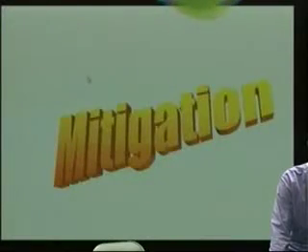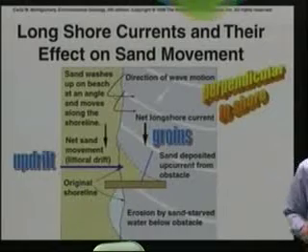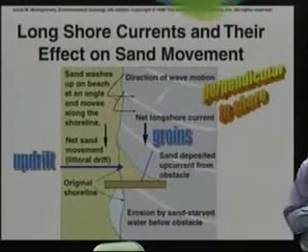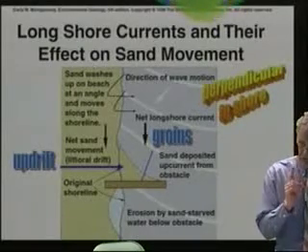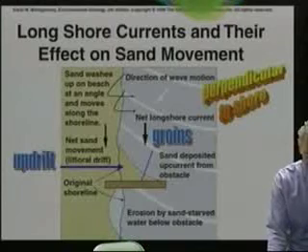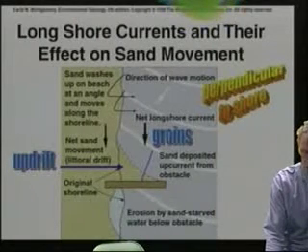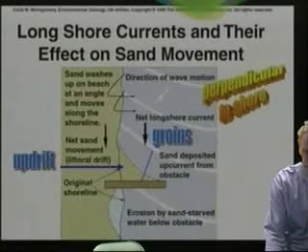So what do we do about it? What about the mitigation? All right. I'm going to talk about some structures that we build. And I want you to remember the name of the structure and how it's built. One of the first types of structures we build is a feature that's attached to the land and it's built perpendicular to the shoreline. That's a key thing, perpendicular to shoreline for a groin. Okay? A groin is built perpendicular.